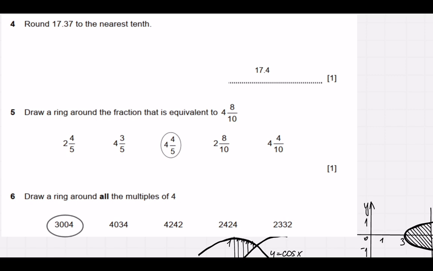4034, the last 2 digits, 34. 34 is not in table 4, so excluded. 4242, the last 2 digits, 42. 42 is not in table 4. 2424, 24 is yes in table 4, so it will be with us. And the last number, 32, the last 2 digits, 32, they are in table 4, so yes, it's with us.